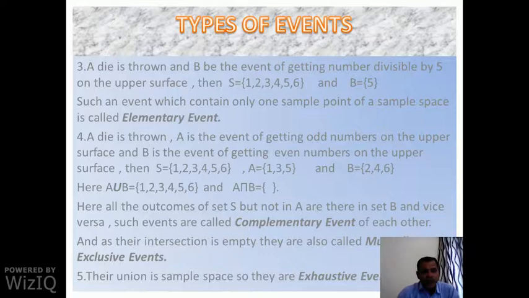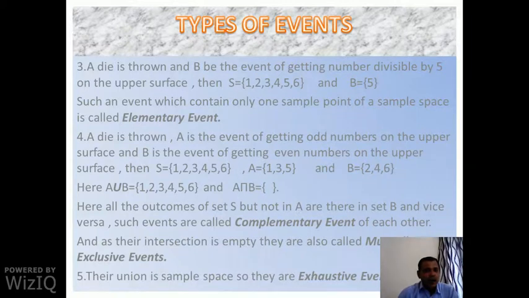Fourth, again a die is thrown and A is the event of getting odd numbers on the upper surface and B is the event of getting even numbers on the upper surface. Then the sample space is again 1, 2, 3, 4, 5 and 6. A contains 1, 3, 5 and B contains 2, 4, 6. Here the union of these two events, A union B, will be 1, 2, 3, 4, 5, 6, and the intersection of these two events, A intersection B, is the empty set.